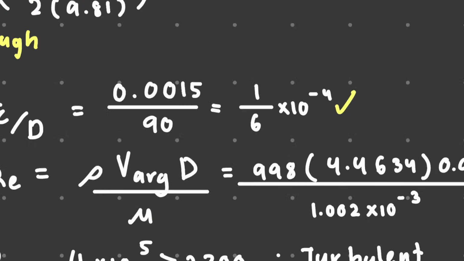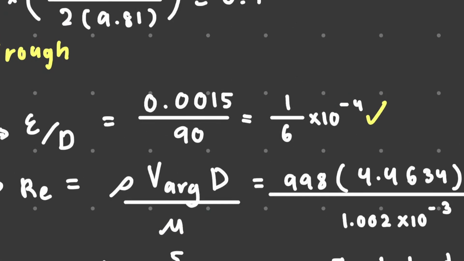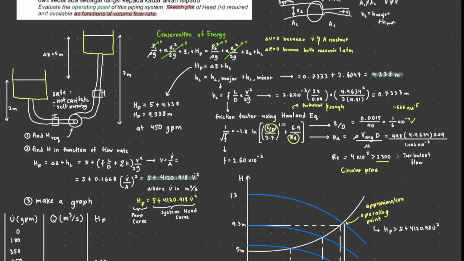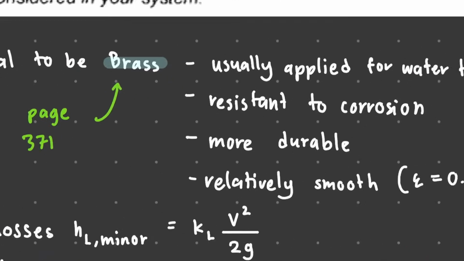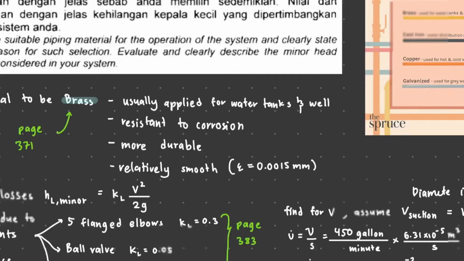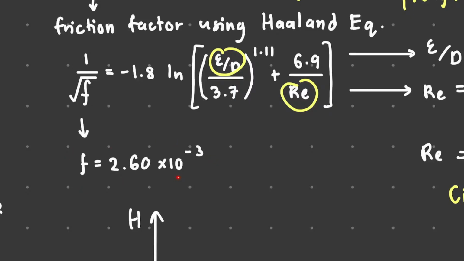So you can see here actually that the roughness is very small. If you put it into the calculator, it becomes 1.6667 times 10 to the power of negative 5. That is actually very small. So that is why I choose brass, because it has a very small roughness compared to the other materials. Find the friction factor. I use the calculator for the friction factor. Easy actually. So you get 2.6 times 10 to the power of negative 3.